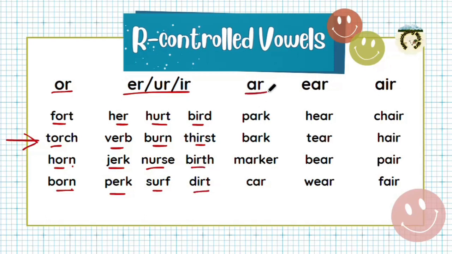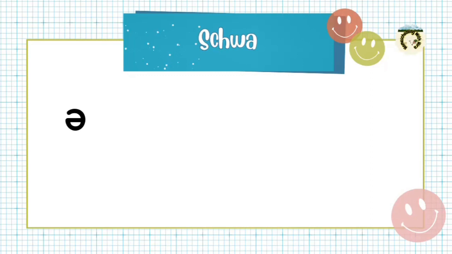This is R, as in park, bark, marker, and car. This is ear or air, as in hear, tear or tear, bear, and wear. This is air, as in chair, hair, pear, and fair. Hope this is clear now. And if you want to watch a complete video on R control vowels, you can find the link in the description box.